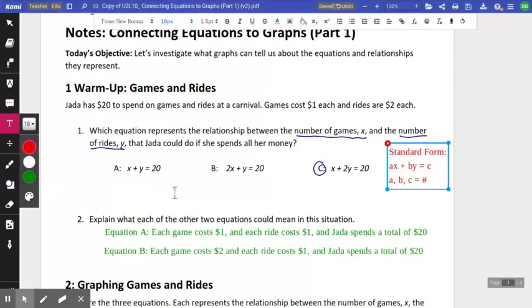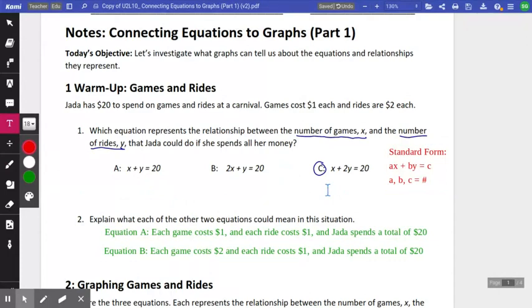Looking at these three equations, notice that for every single one of those equations, on the left side of the equation was our x and y, just like here in standard form. And then on the right side of the equation was a number, and the number we represent as c. Each of these equations, therefore, are in standard form.